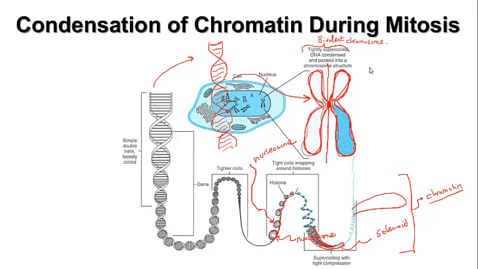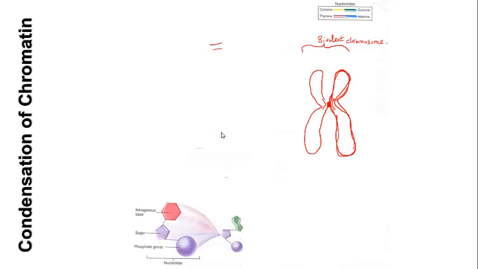So all right, let's look at another representation of this process from another textbook. So here we have a nucleotide made up of a nitrogenous base, a sugar, and a phosphate group.